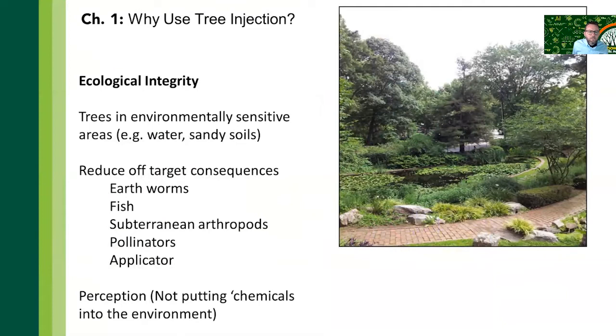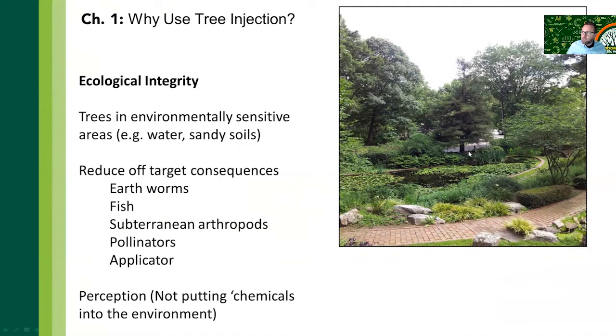The other thing here is when we think about ecological integrity, and trees in environmentally sensitive areas. One of the things I always talk about, and I've already mentioned once here today, is that when we're thinking about a management plan for a tree, we want to think about the tree itself, what condition it's in, what species it is, the site, and then the pest we're trying to affect. The site is something that plays a role when we talk about tree injection. So we have an example here.